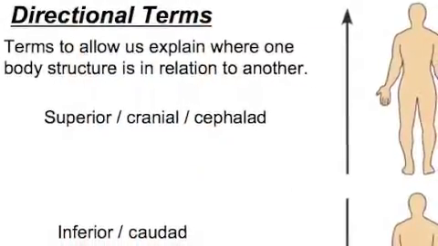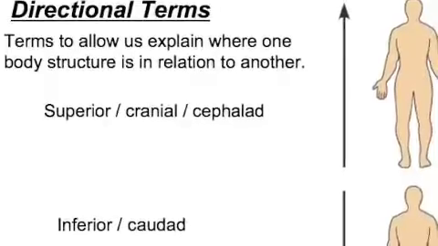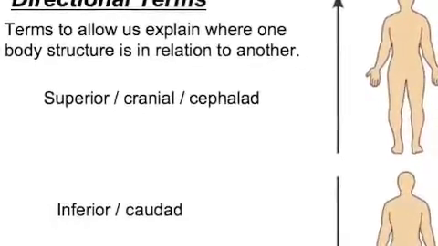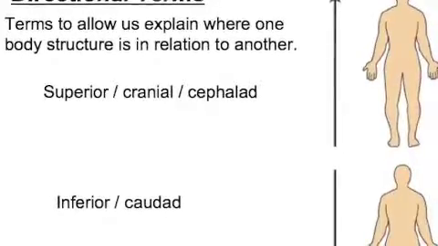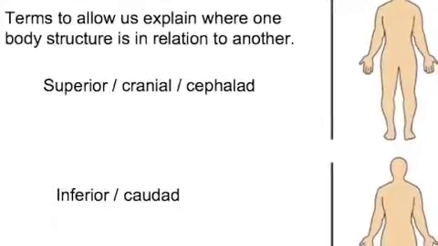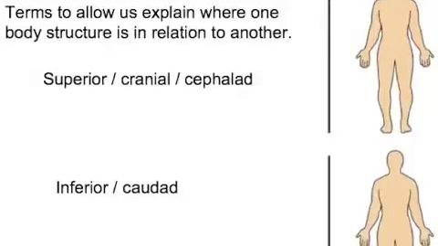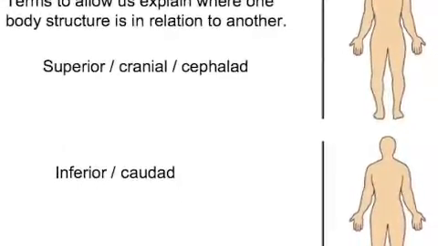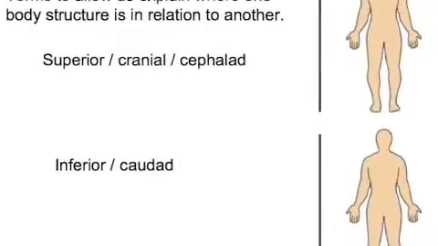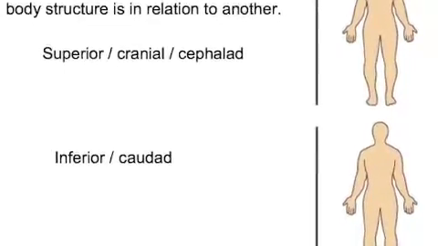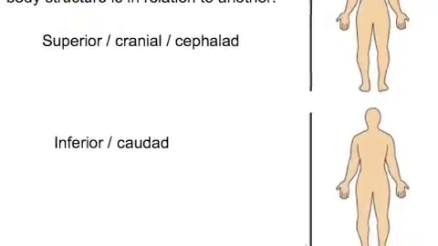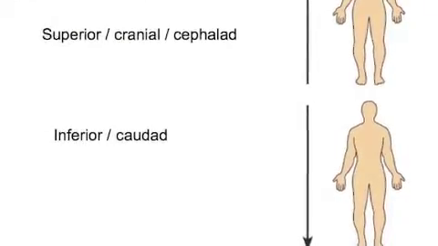Then we're going to make our way through directional terms. They allow us to explain where one body structure is in relation to another. Superior is the most commonly used term here, and it means above. The nose, for example, is above the mouth. I hope so. And that means the nose is therefore superior to the mouth.